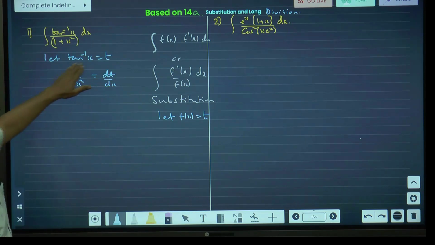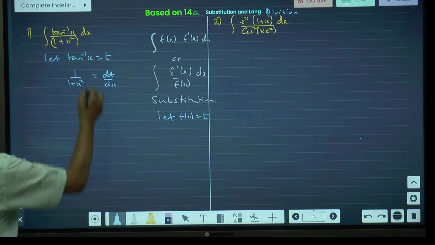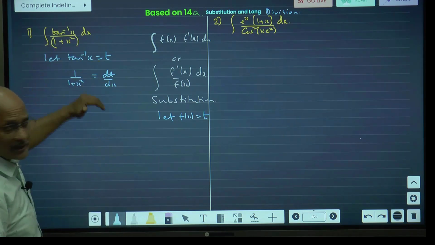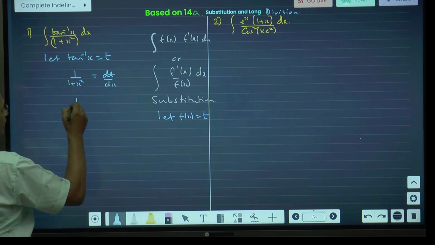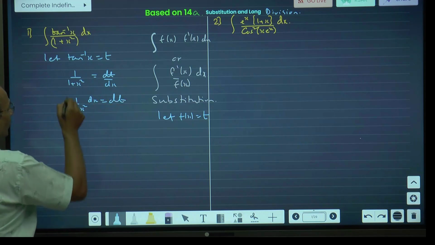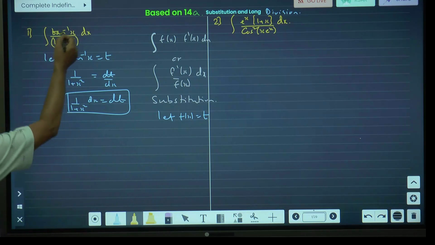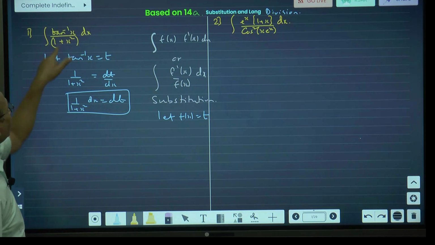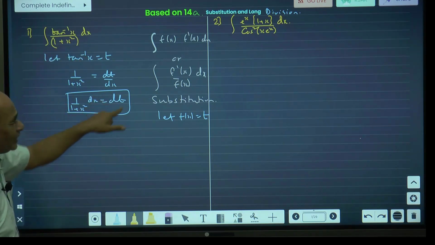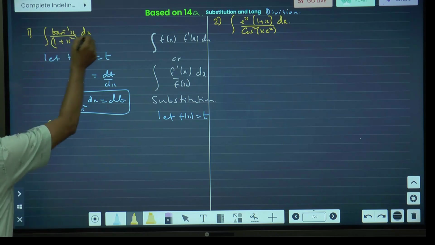Remember, I am differentiating both the sides with respect to x. So the derivative of tan inverse x, which is 1 upon 1 plus x square, is equal to dt by dx. Now eventually, what is the idea behind taking the derivative? Take this dx here. So 1 upon 1 plus x square dx is nothing but dt. Now what you see guys over here, 1 upon 1 plus x square dx can be replaced by complete dt.